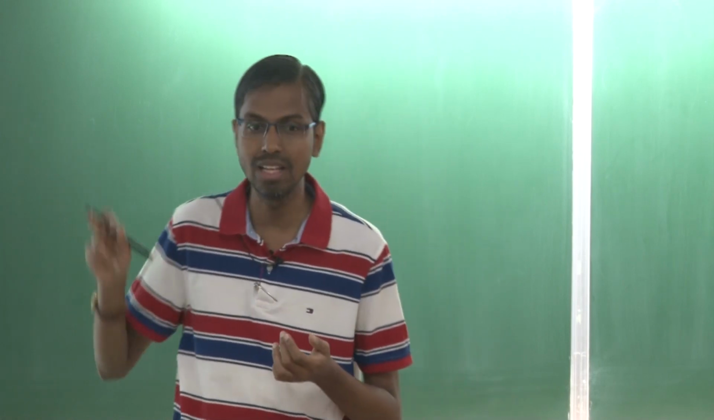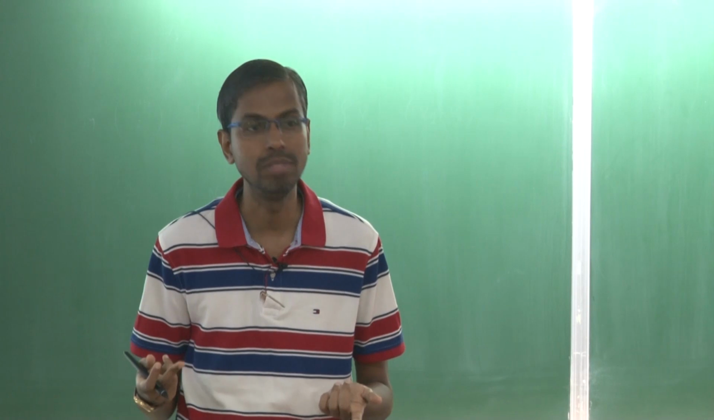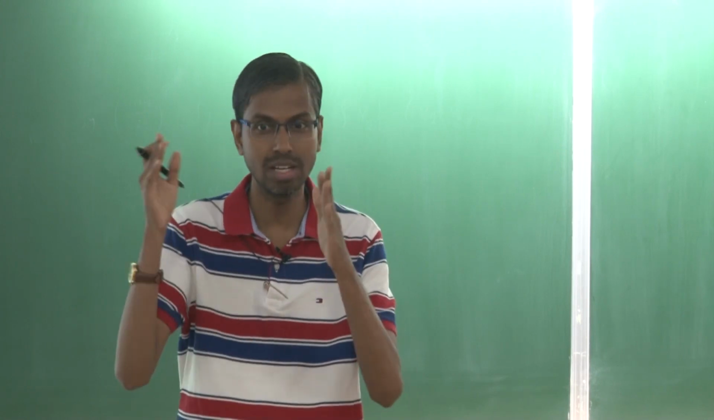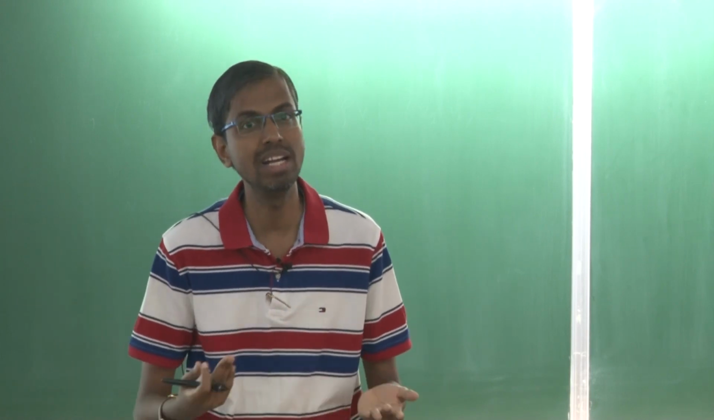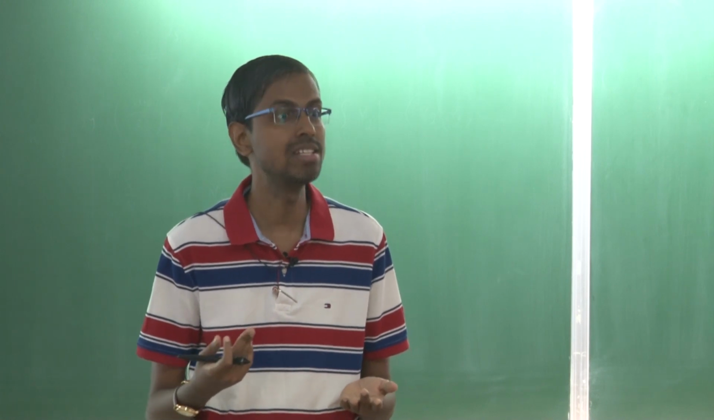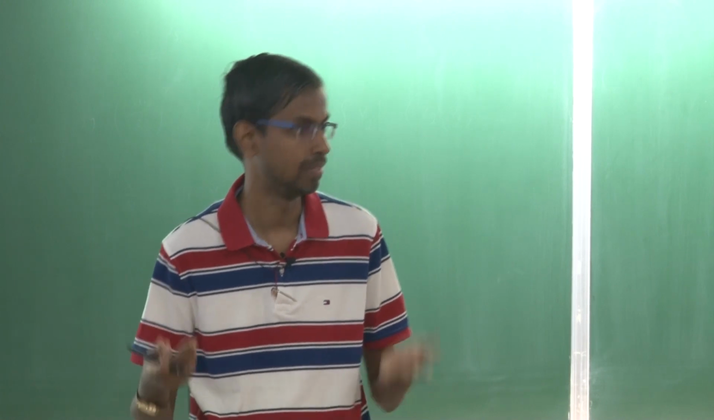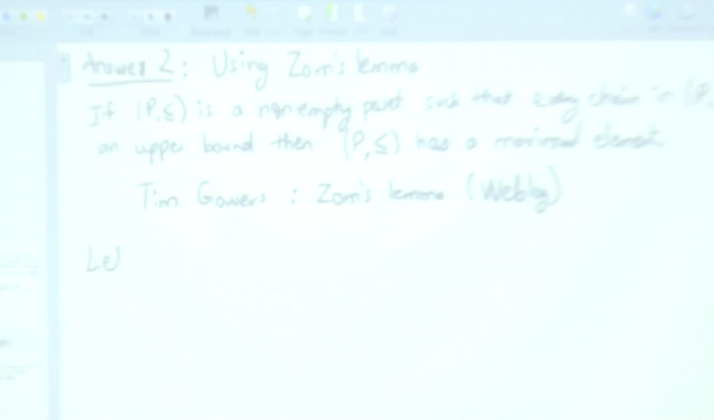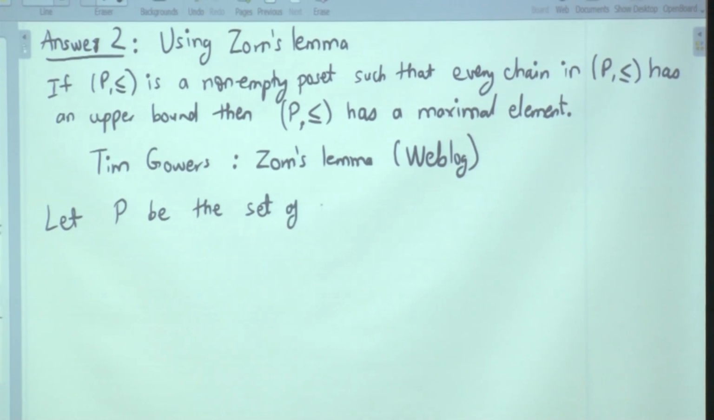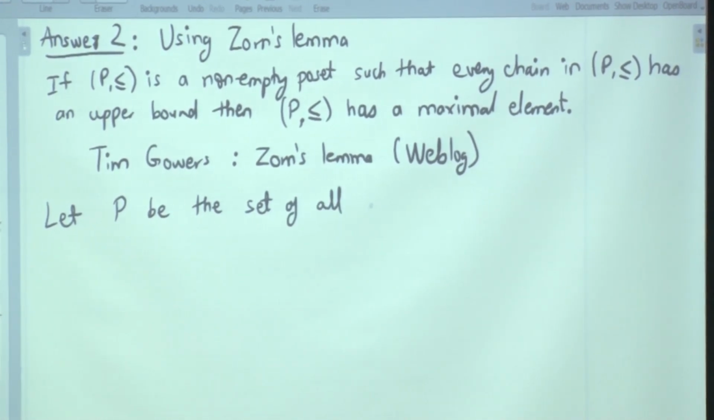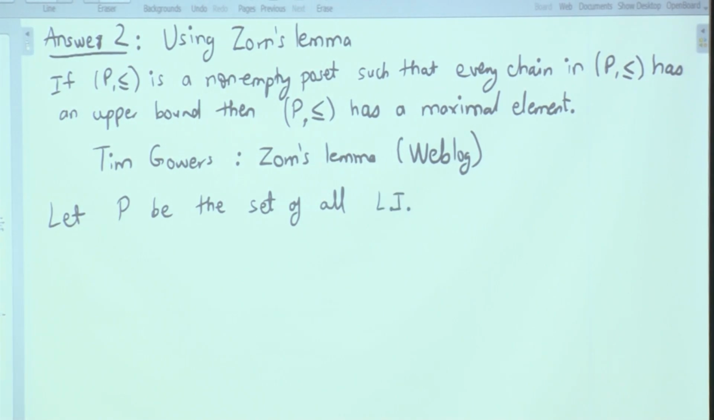So what will our poset consist of? The partial attempts. If we want to construct a complete attempt, we should know the entire collection of partial attempts. Now what are partial attempts? Just linearly independent subsets. So that will be our poset. So let P be the set of all linearly independent subsets of R over Q.